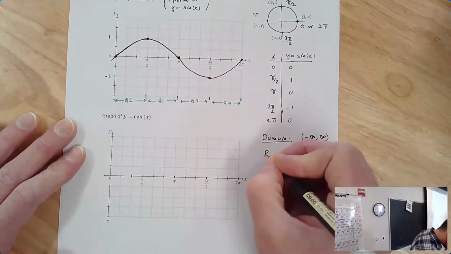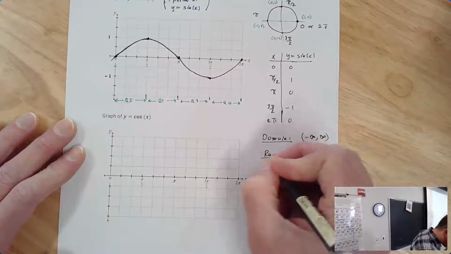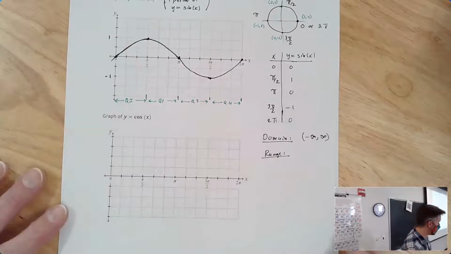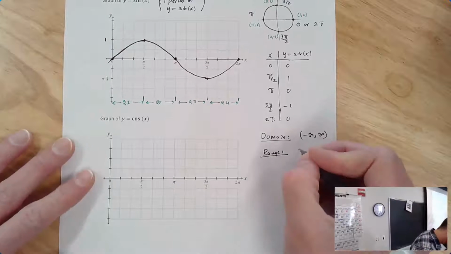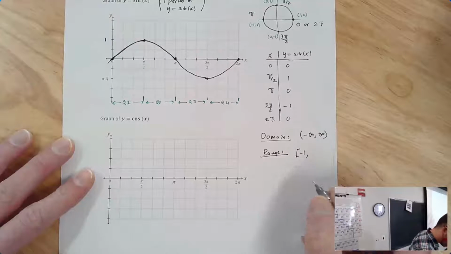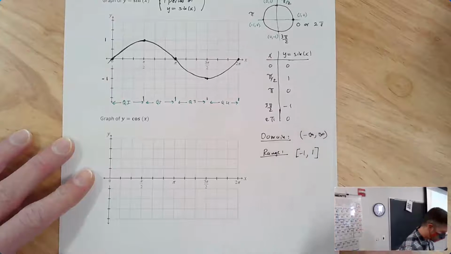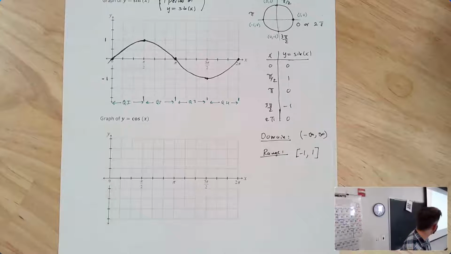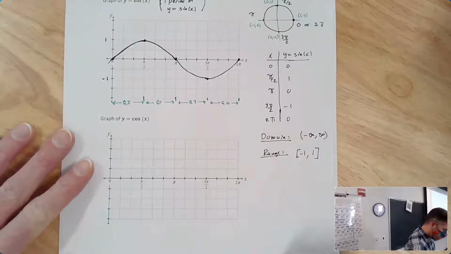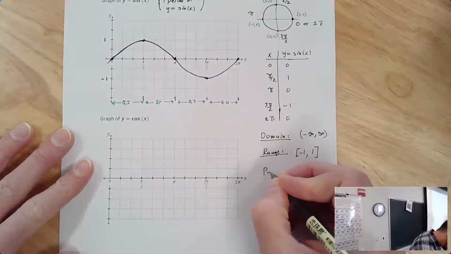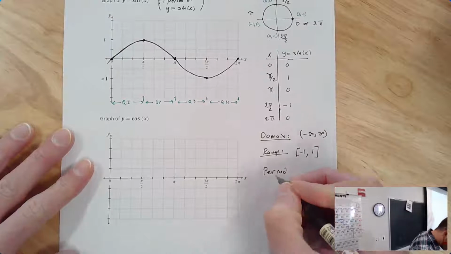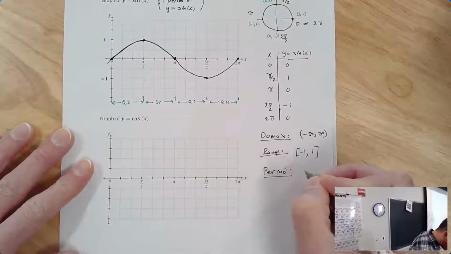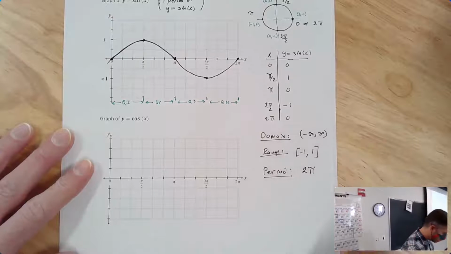The range for sine and cosine is as low as -1 inclusive to as high as +1. I will tell you that the period of both of these functions is a length of 2 pi.